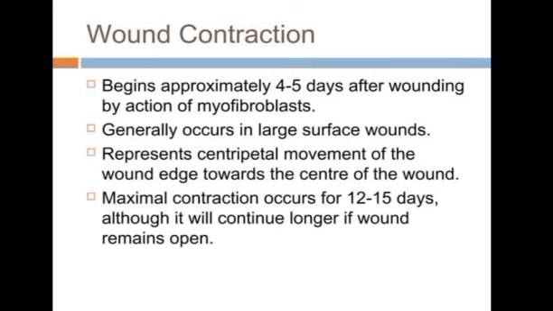Next one is wound contraction. It begins approximately 4 to 5 days after the injury, and generally occurs in large surface wounds. It represents centripetal movement of the wound edge towards the center of the wound. Maximal contraction will occur in 12 to 15 days, although it will continue longer if the wound remains open. If the wound remains open, the wound pulling will happen and the wound gets smaller.